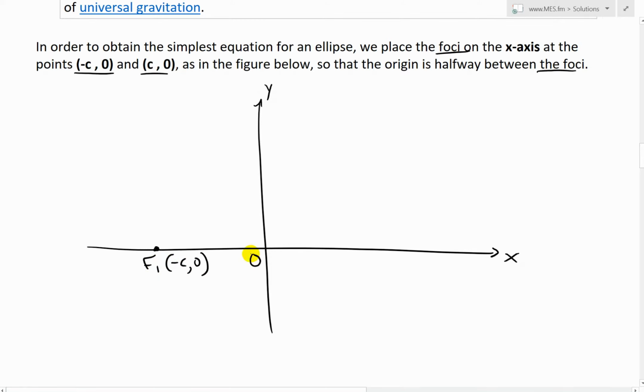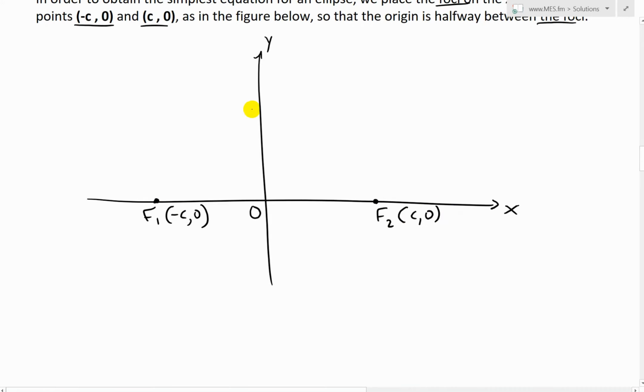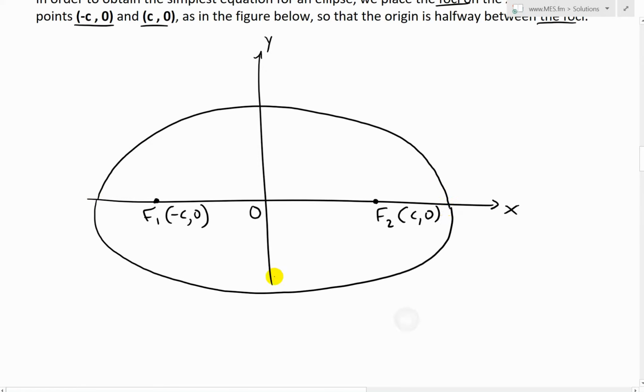So at this point we have this is f2, and this is at c, 0, like that. Now that we have this right here, let's just draw our ellipse. It's going to look something like this, that curve, and then we get it around there.